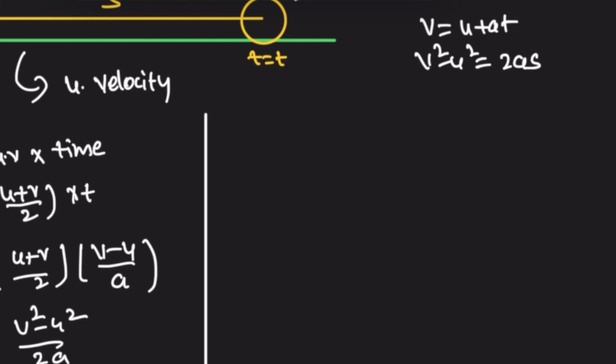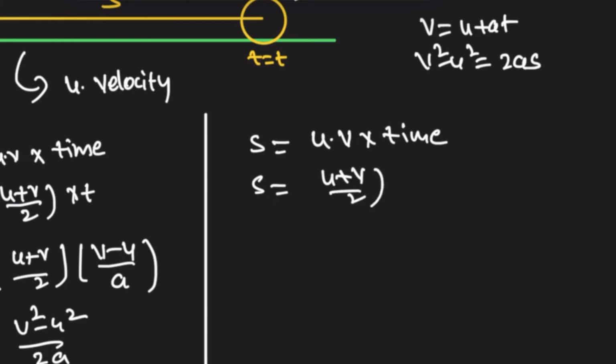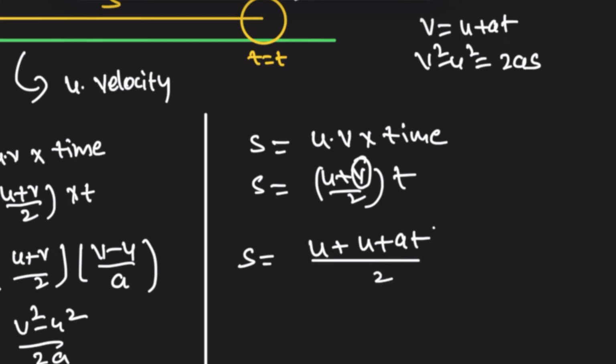So what is the next one? S is equal to uniform velocity into time. So what is the uniform velocity here? U plus v by 2 into time t. Now what is the v? V is equal to u plus at. So instead of v here, I write u plus at. So instead of v, I take here u plus at by 2 into t.